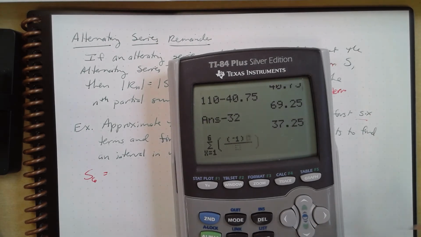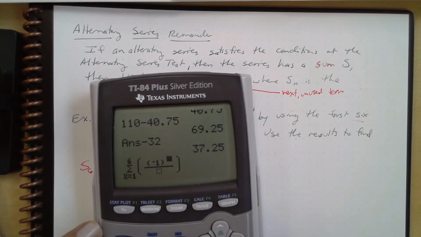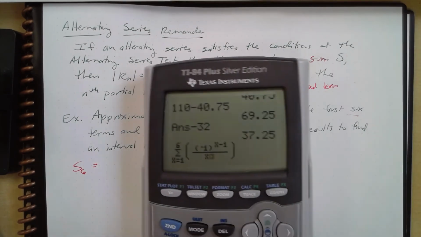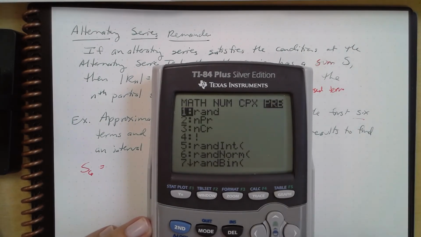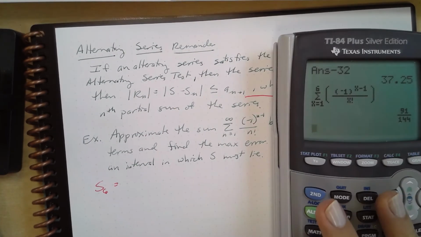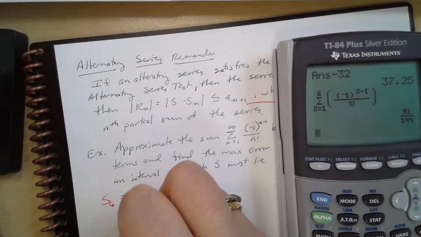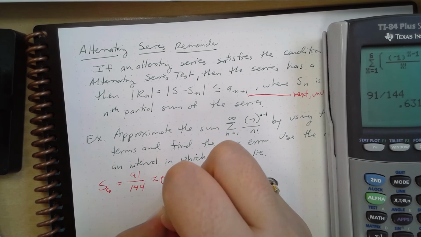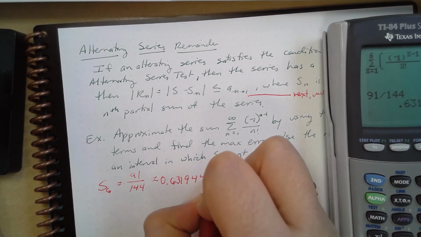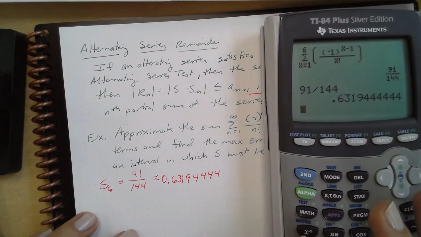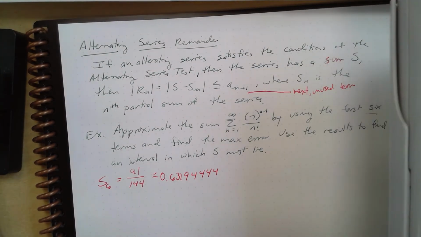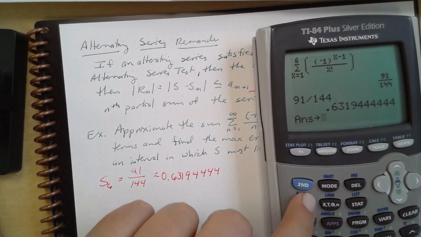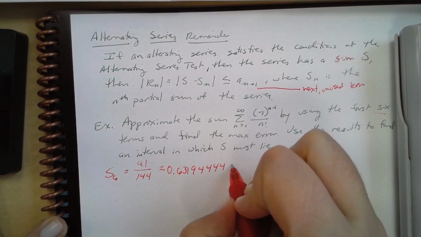So I've got negative 1 to the n minus 1. So I'm going to do x minus 1, because again, it doesn't matter what your variable is, over x factorial. So x, and then factorial is math PRB. Okay, and I hit equals. I get 91 over 144, which equals 0.63194444. Okay, and I'm going to store that as alpha A. I'm going to say that that's equal to A.